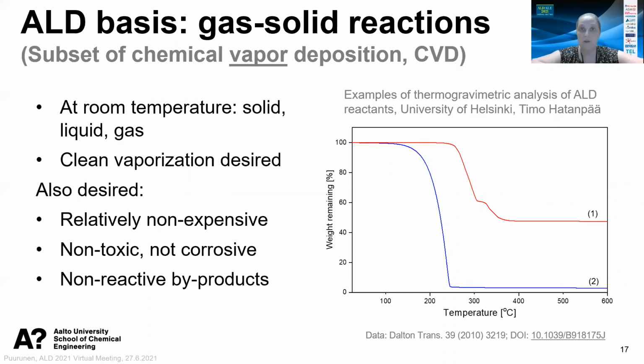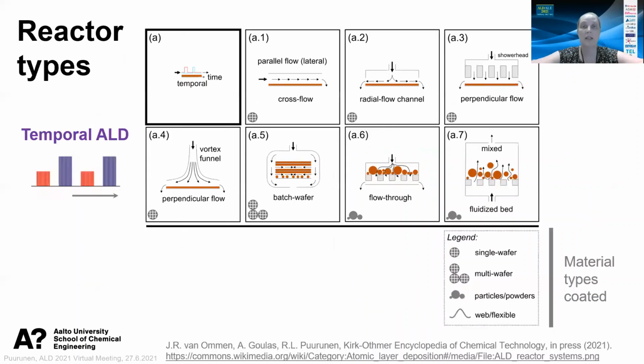ALD is based on gas-solid reactions, so therefore I see that it's a subset of chemical vapor deposition. The reactants can be at room temperature, solids, liquids, or gases alike, but then you have to vaporize them. Here is an example of thermogravimetric analysis for two ALD reactants from University of Helsinki. So in the curve 2, the reactant shows really nice clean vaporization, whereas in number 1, there is a weight remaining that tells that maybe this is not really suitable for ALD. Also, it would be nice if the reactants were not very expensive, not corrosive, and also not creating reactive byproducts.